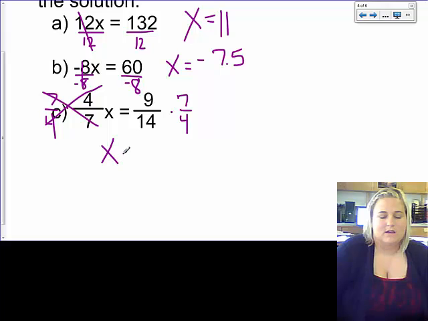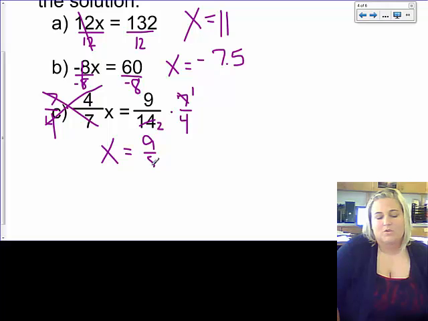And on this side, hopefully we notice some canceling here. This 14, 7 will go into it twice, and 7 goes into 7 once, which means I have 9 over 8, which reduces to 1 and 1/8. If you didn't see the canceling and you multiplied straight across, it's fine as long as you simplify that answer.